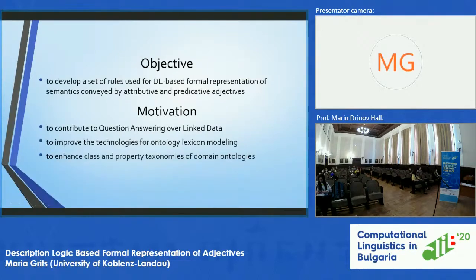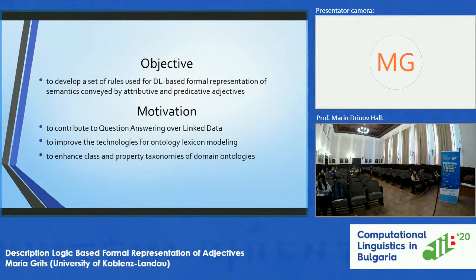This research is intended to provide a comprehensive system of rules designed for formal representation of adjectives semantics using description logic. The system is supposed to account for both attributive and predicative adjectives involved in different syntactic relations. The resultant system is supposed to be integrated into the system aimed at semi-automatic production of description logic definitions, DL definitions, as I call it for short.